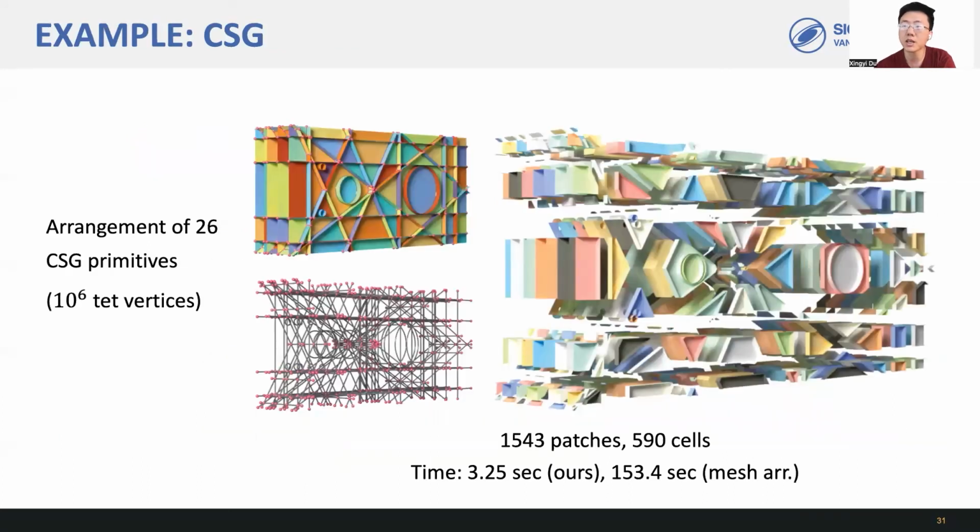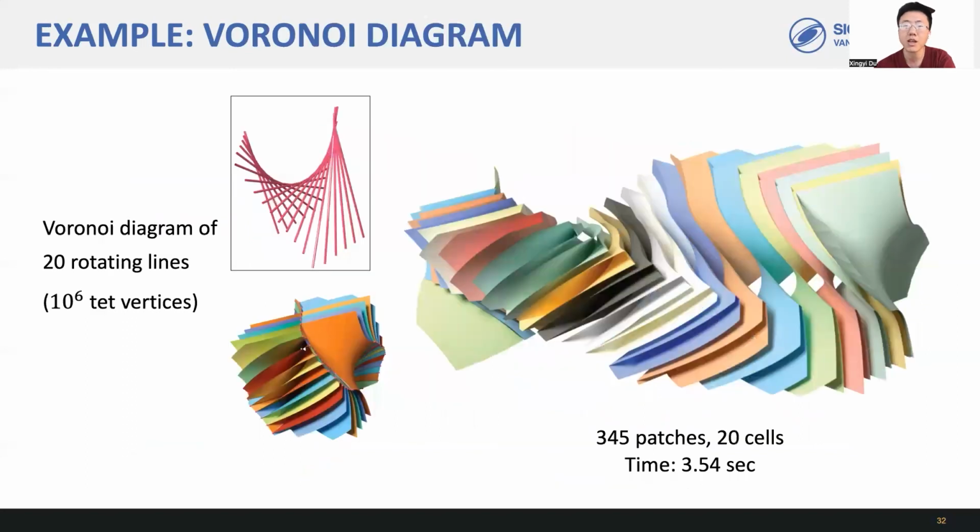Finally, we showcase some interesting examples that suggest possible applications of our method. This is the arrangement computed for implicit surfaces that define a mechanical object using constructive solid geometry. Again, our algorithm is significantly faster than computing mesh arrangements on individual level set surfaces. Our algorithm for computing the material interface can be used to construct generalized Voronoi diagrams, such as the diagram of lines. Here is an example diagram of 20 rotating lines.